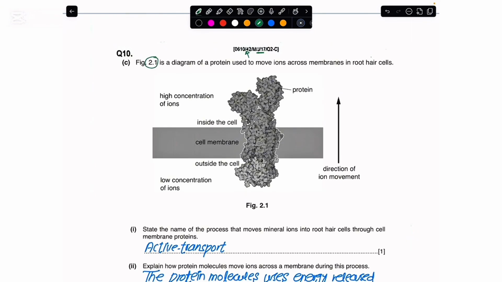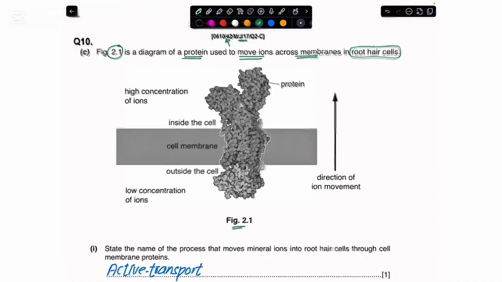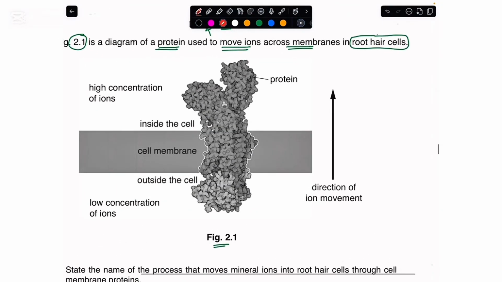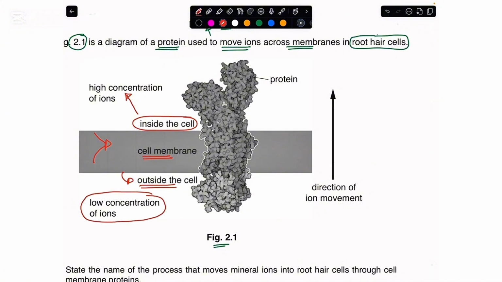And they asked about figure 2.1 that we show you. This is a diagram of a protein, and this protein is used to move ions across a membrane, in the root hair cells. Now, if I explain this diagram, here we have the inside of the cells, where there is a higher concentration of the ions. This darkened part is showing you the cell membrane. And here we have the outside of the cell, where the concentration of the ions is lower.